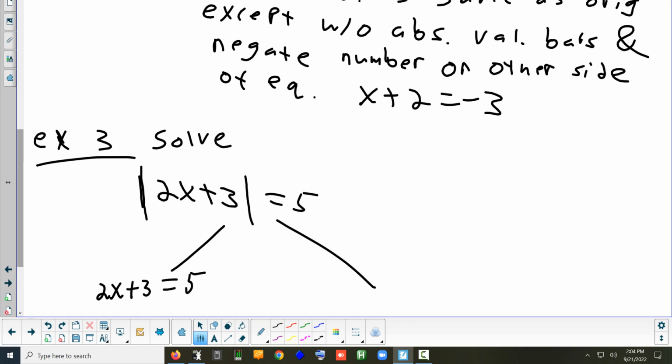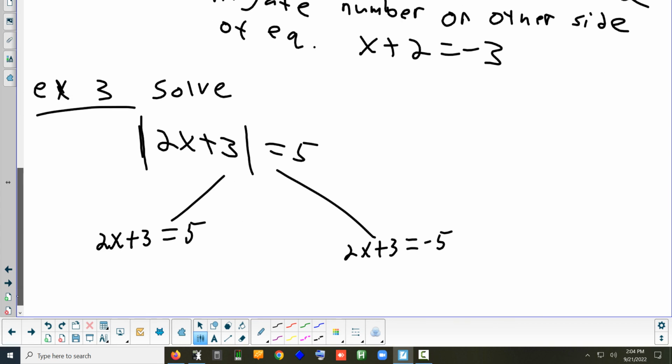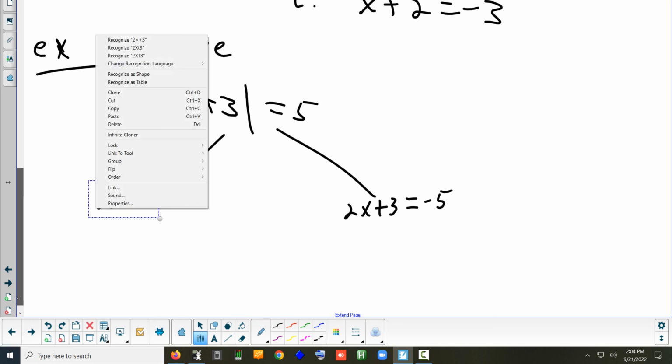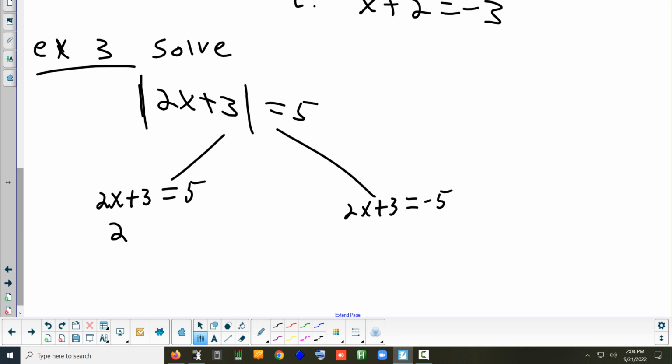And how about the second one, Sky? 2x plus 3 equals negative 5. And those equations are very similar, so you solve them exactly the same way. Minus 3 and divide by 2. That's how you're going to solve both of them.